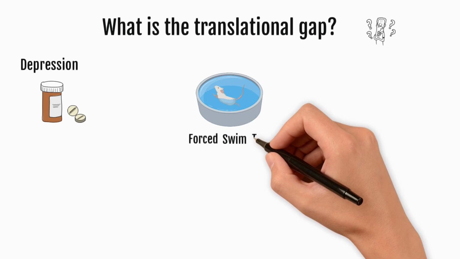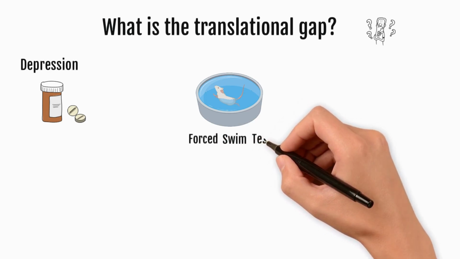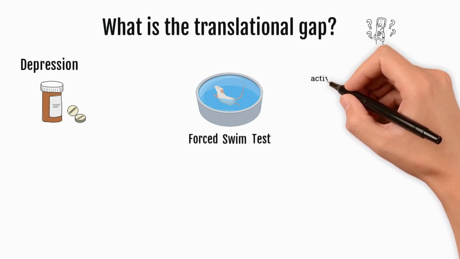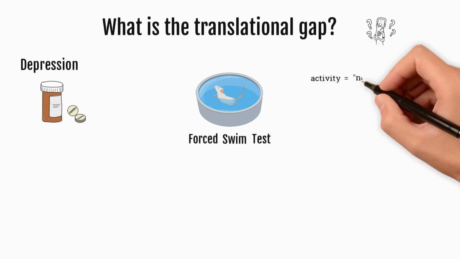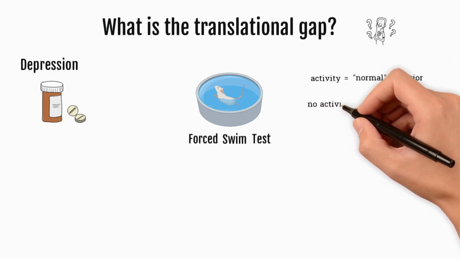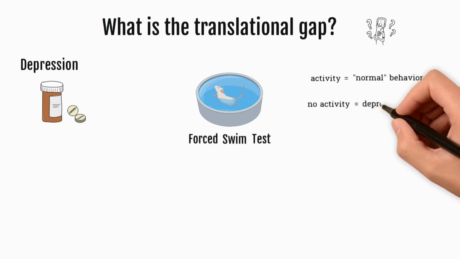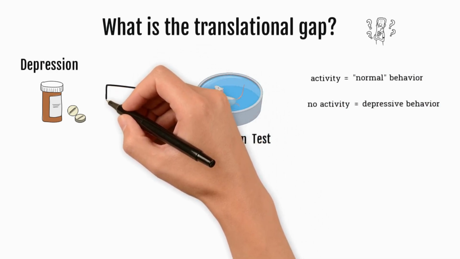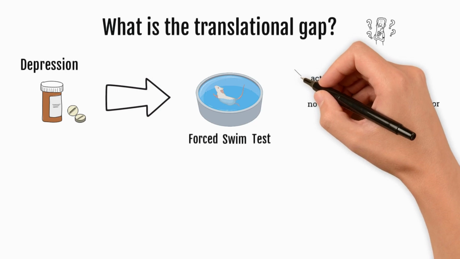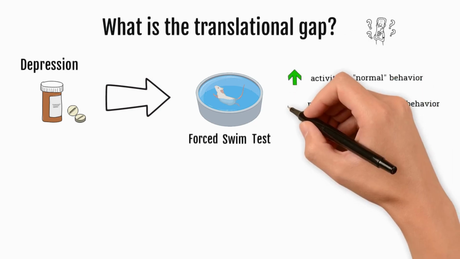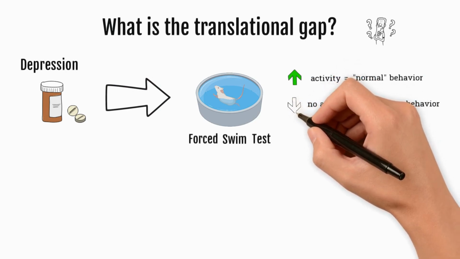How does the forced swim test work? Well, we put our rodent into a pool of water and we measure the periods of active swimming, which we categorize as normal behavior, versus the periods of passive floating, which we categorize as depressive behaviors. At this point, we only need to administer our candidate drug to our animal model. If we see an increase in the activity periods and a decrease in the inactivity periods, then we have a first clue that our drug is working properly to treat depression.